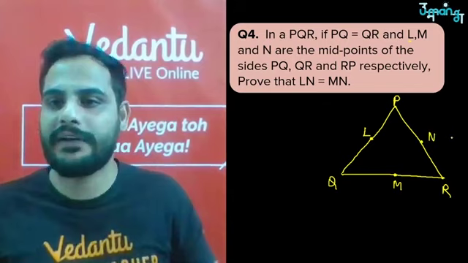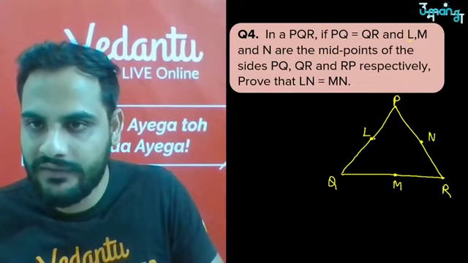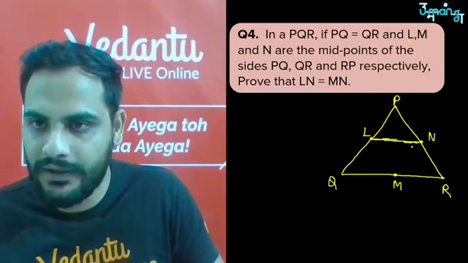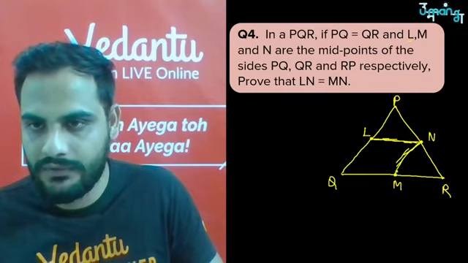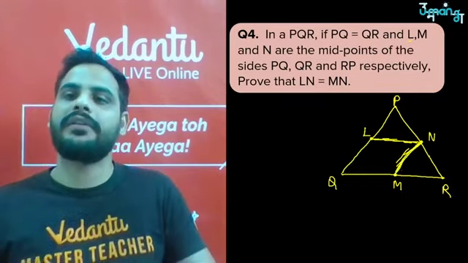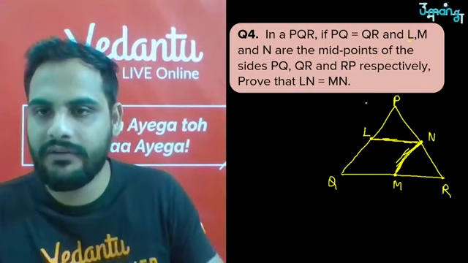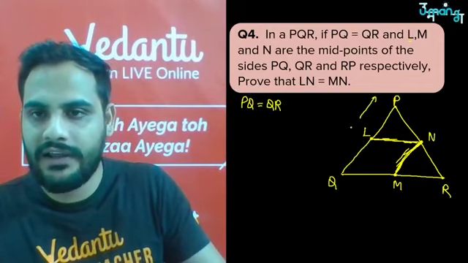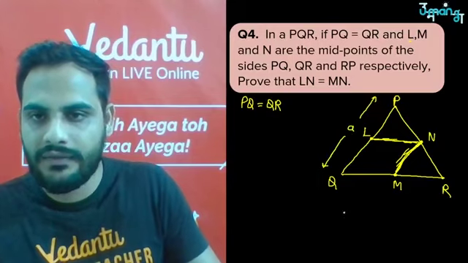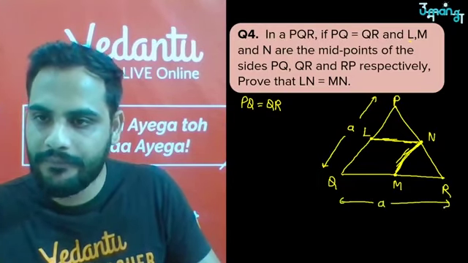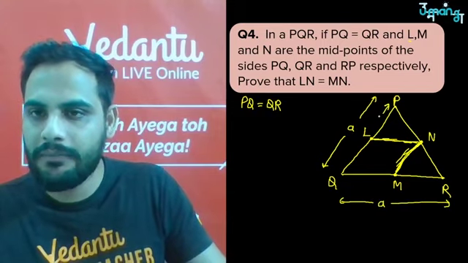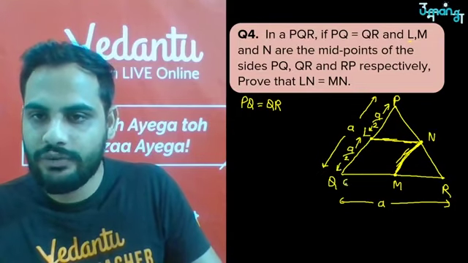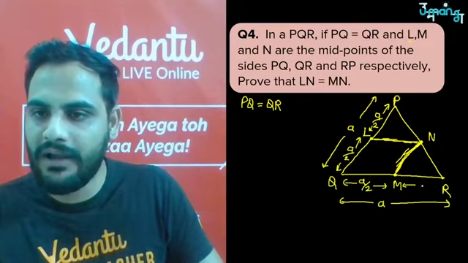Okay? Respectively. Prove that LN, where is LN here? LN is this, is equal to MN. Okay, come on, sir, we have to prove that LN is equal to MN. These two sides, they are equal. What they have given, that PQ is equal to QR. So if I take this length of PQ as a, the length of QR will also be equal to a. Since L is the midpoint, PL will be a by 2, LQ will also be a by 2, QM will also be a by 2, and MR will also be a by 2.